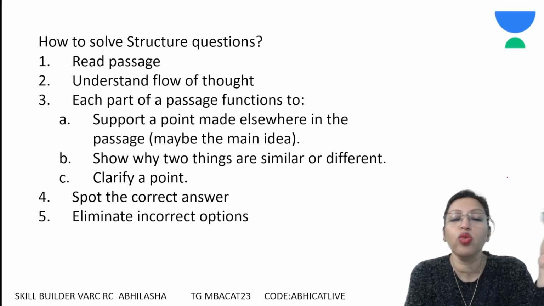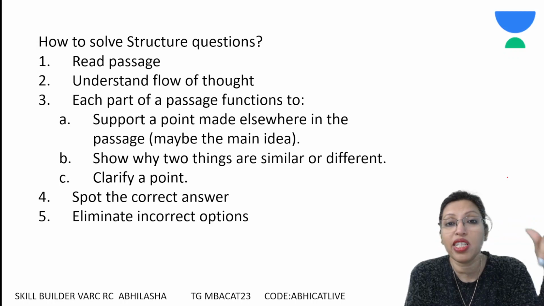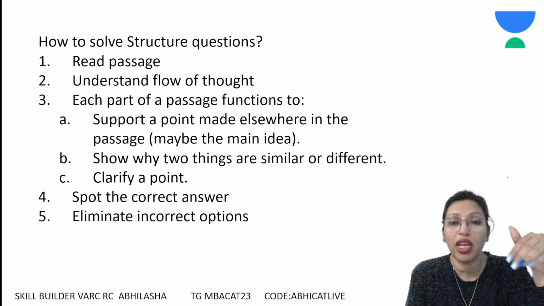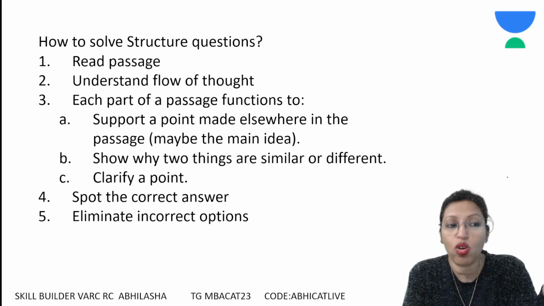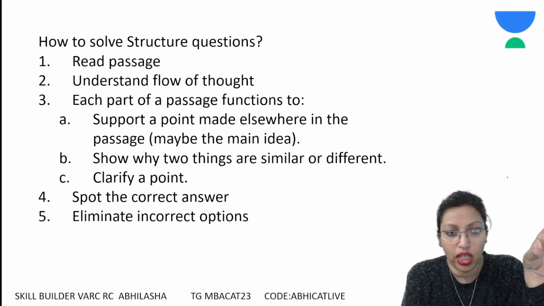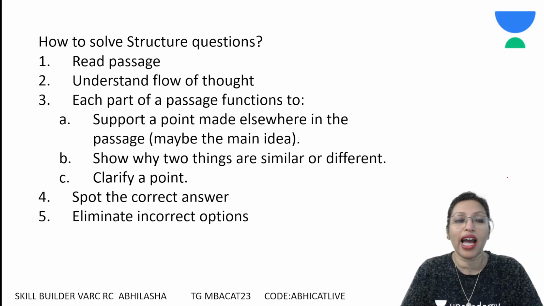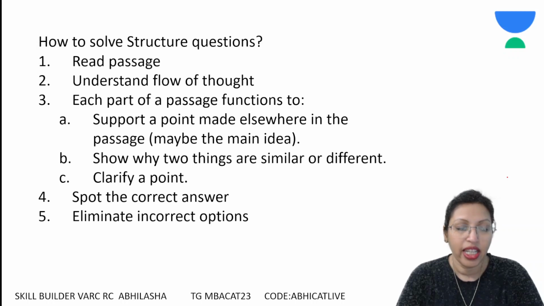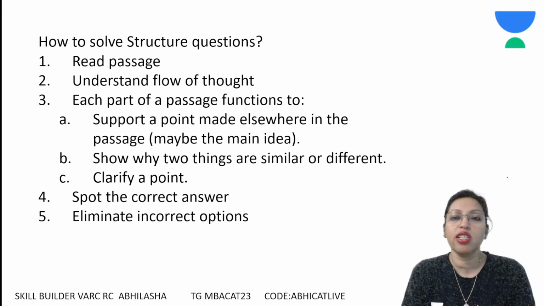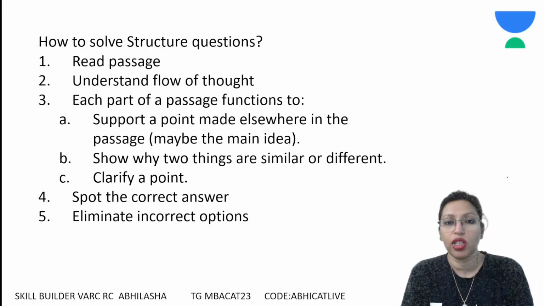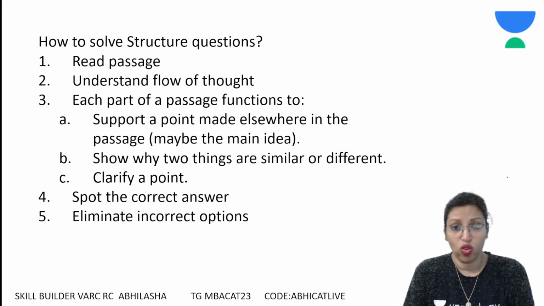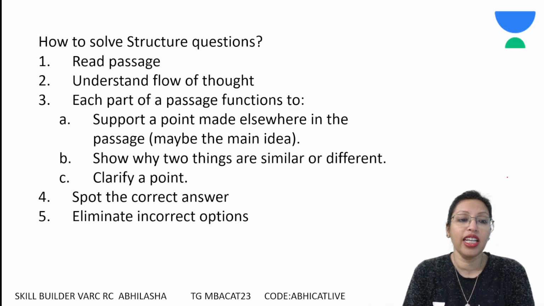It may show why two things are similar or different. It may just clarify a point. It may be a step in a sequence. So the parts of the passage are functioning to do something. Now you have to be able to identify what that part is doing, and then within your options, you go to the options and you try and spot the correct answer and also eliminate the incorrect option.